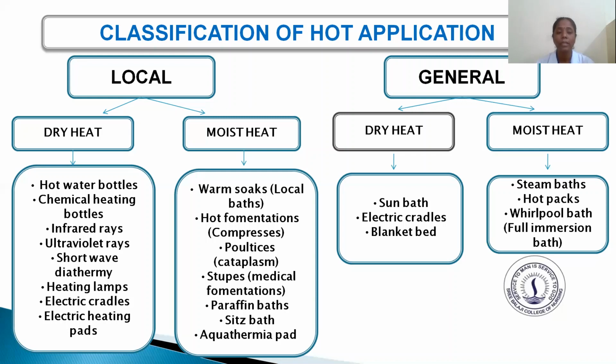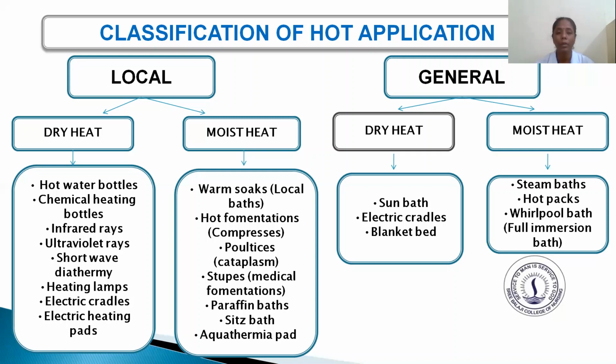So in this dry heat section, hot bottles, rays, waves, diathermy, heating lamps, electrical cradles, and pads are used to treat wounds as well as the moist and dry area of the skin, or in particular any other parts of the body. In this dry heat, water and chemicals, rays, lamps, cradles, and pads, these six types are used to treat the patients. That is called dry heat.